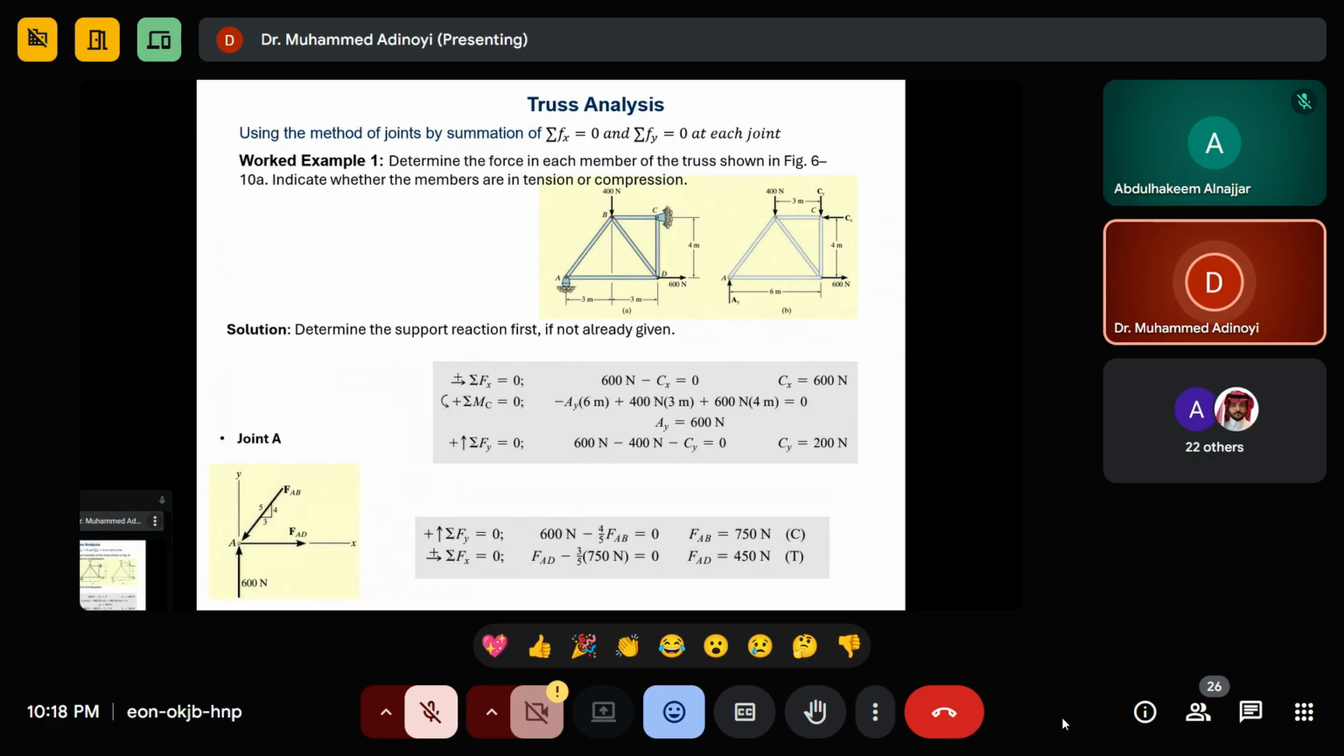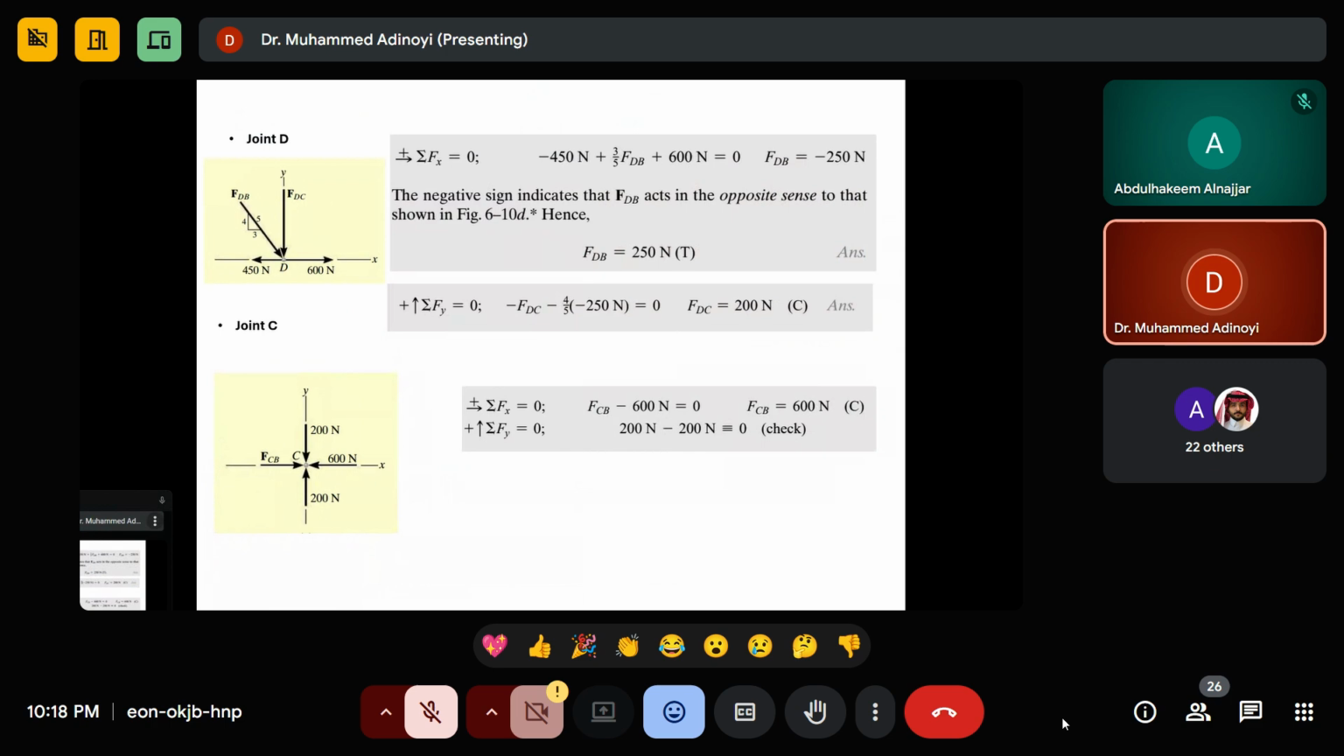So when you are taking a joint, the joint should have just two unknowns. If you have a joint that has more than two unknowns, don't go to that joint. Choose a joint that has only two unknowns and one known, or more than one known.